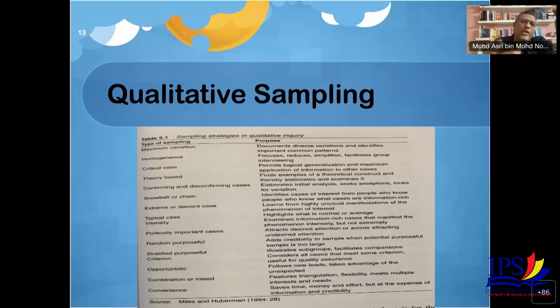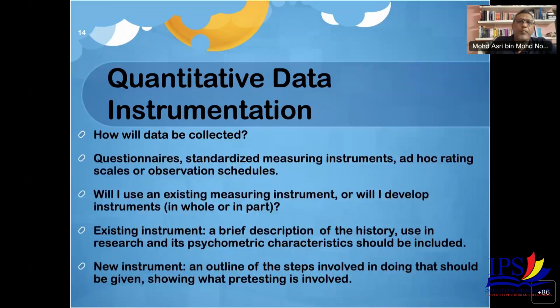Again, it depends on what you are trying to achieve, what questions you are trying to answer. If, let's say, you want to have samples that have the same characteristic, you may use homogeneous sampling, for example, and there is a reason why you're using this. There is a purpose, right? So you have to understand this and put it in your chapter 3 when you talk about sampling.